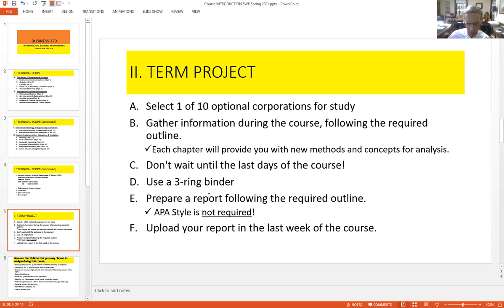Incidentally, lots of people are concerned about having attractive title pages and references and putting parenthetical comments about the author and the year of publication. You don't need any of that on this assignment. Frankly, in business, we don't use APA style, and I certainly don't require it from you. Just organize your report according to the outline. And then when you're done in that last week, there's a portal where you can upload your report.